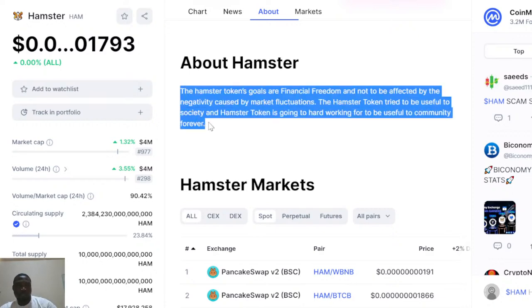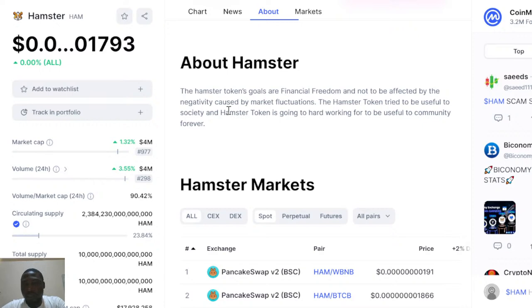Now, based on what you can see, the goal of the token is to have financial freedom and not be affected by negative causes in market fluctuation. The token is trying to be useful in society, and it is going to add work to be useful in communities forever. So all these are important information we need to know when trying to explain a project like this, what it is really all about, what we need to know about it, and how we can go about it.